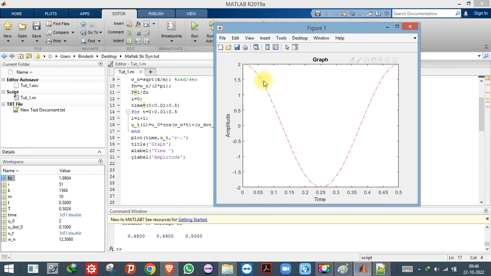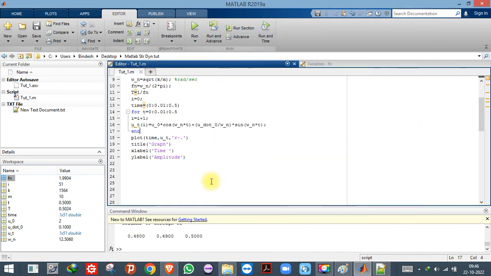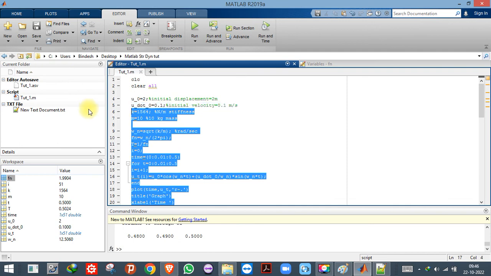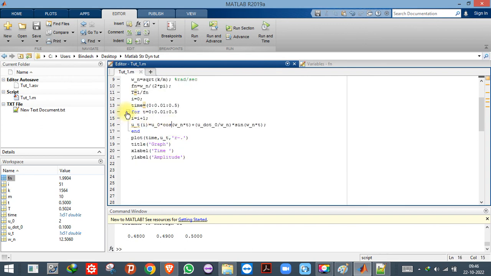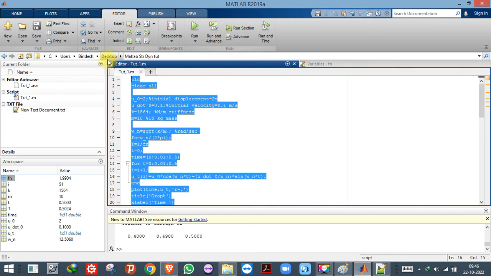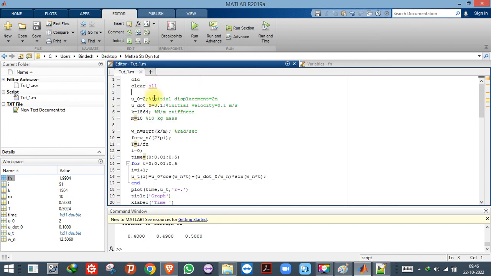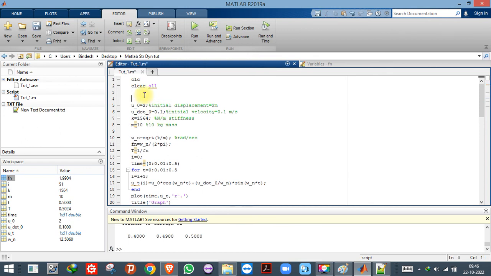Now if you see, what is the difference between these graphs? I'll copy the same thing again. I'll again add a for loop. Actually, what I want to do is compare two different velocities. So I'll again add a for loop.